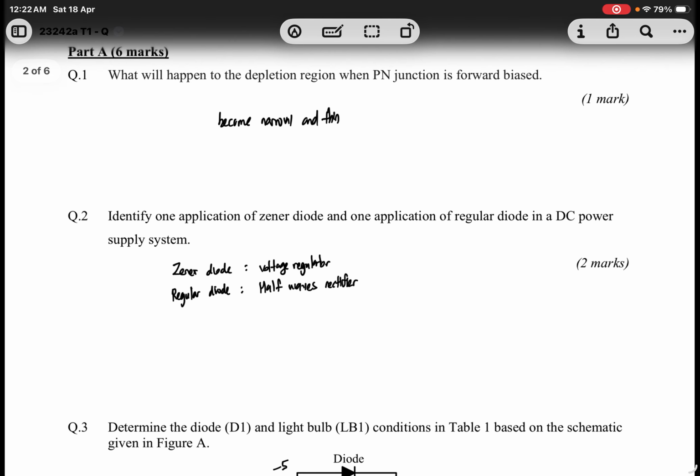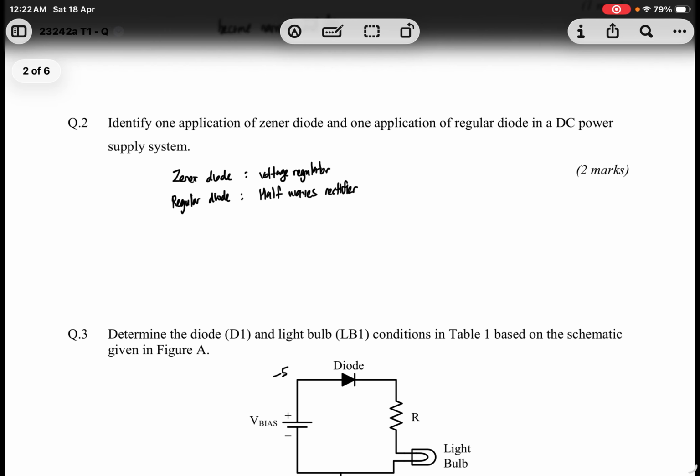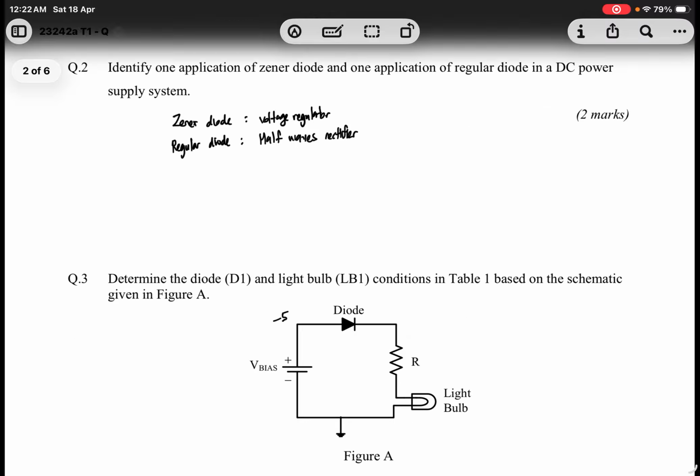Question 2. Identify one application of a Zener diode and one application of a regular diode in the DC power supply system. The Zener diode is used as a voltage regulator, and the regular diode is used as a half-wave rectifier.